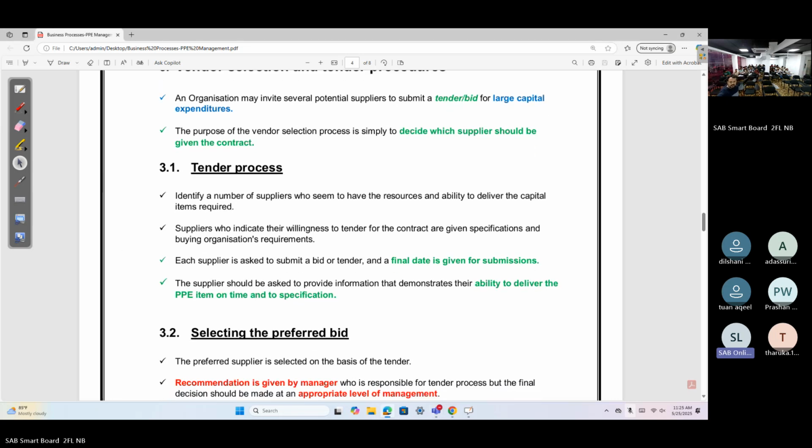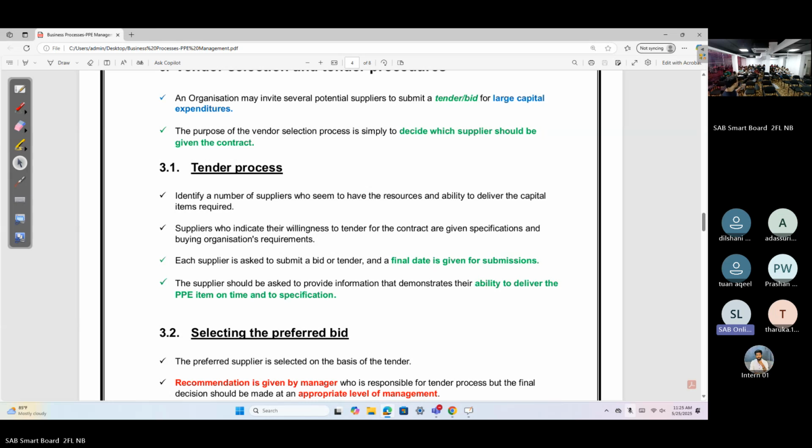So identify a number of suppliers who seem to have the resources and ability to deliver the capital items required. Who is capable of delivering your requirement. Suppliers who indicate their willingness to tender for the contract are given specifications. I have missed one part. So once suppliers are willing to provide the tender, then we have to give our requirement. This is the specification of the item. These are the specifications that must be available in the machines, and we have to tell them our requirement.